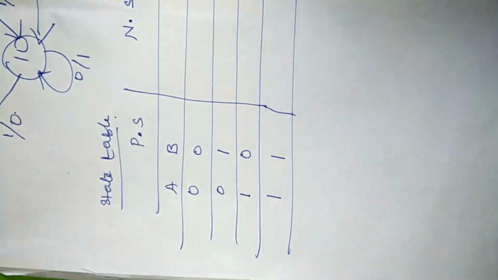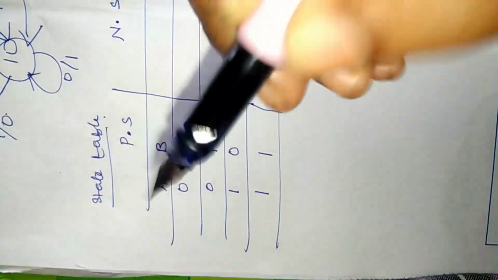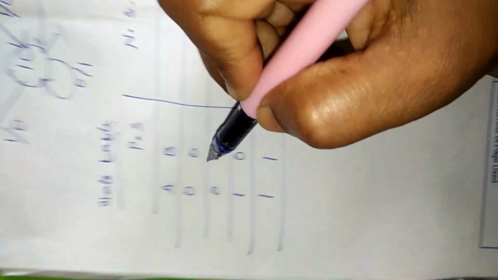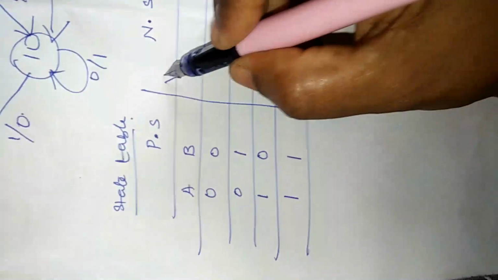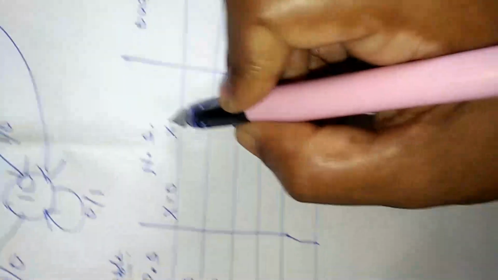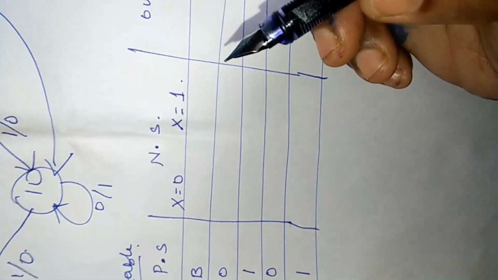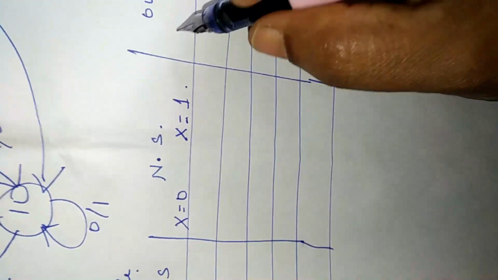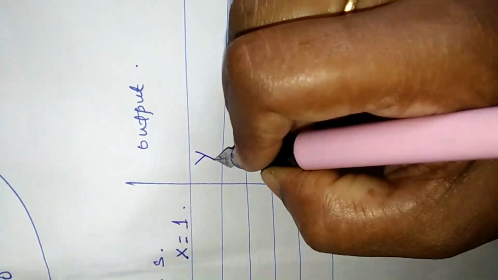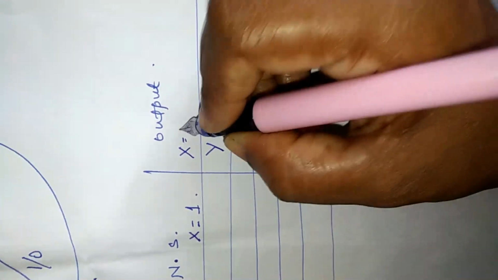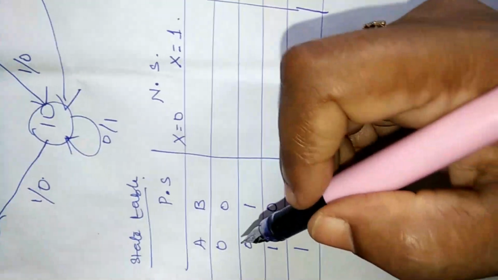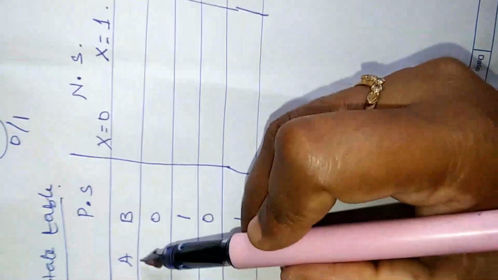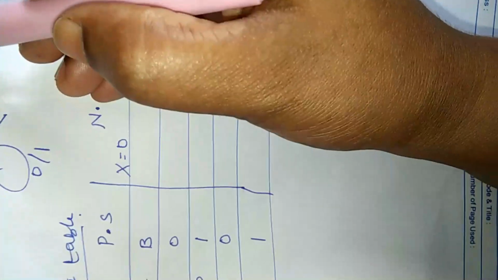Now we'll have to discuss what is the condition of this particular state when the input is equal to 0 and when the input is equal to 1. And similarly, what is the output Y when the input is 0 and when the input is 1. Now just listen here carefully. You have the states 0 0, 0 1, 1 0, 1 1, right?